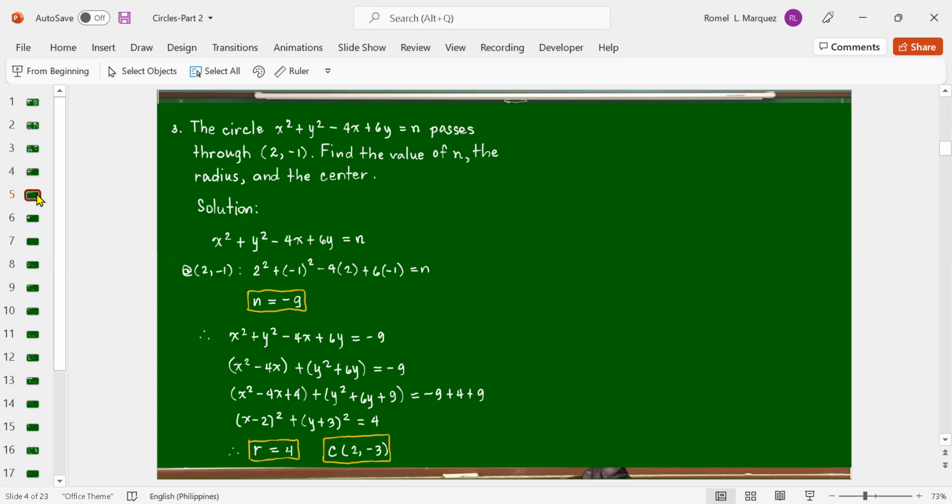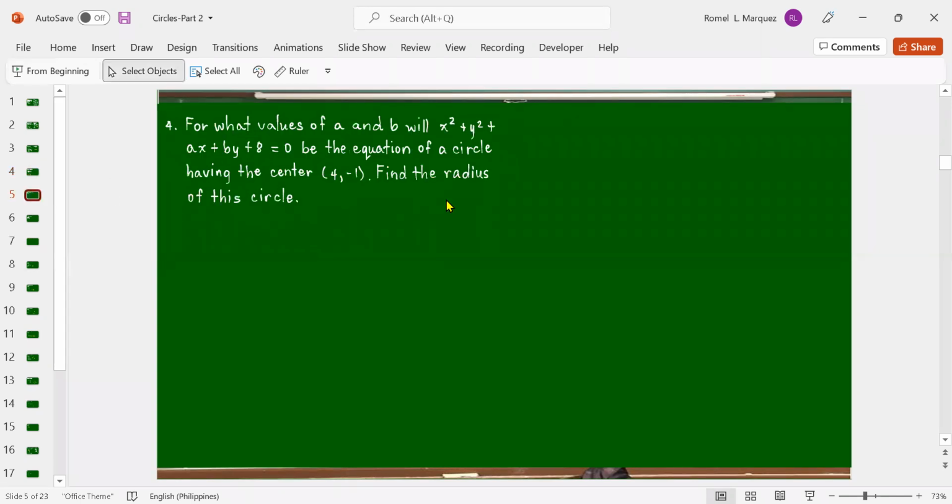Let's have number 4. For what values of a and b will x squared plus y squared plus ax plus by plus 8 equal to 0 be the equation of a circle having the center (4, negative 1)? Find the radius of this circle.